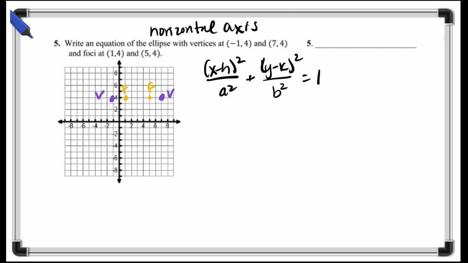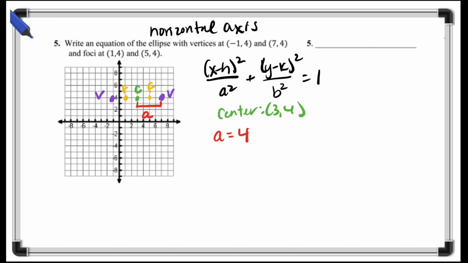So remember that with your center, it's got to be right in the middle of your foci here. So my center is going to be right here. Now my center is at 3, 4. And then from my center, when I look at my A distance, that A distance is from the center to the vertex. So the center to the vertex, that is A. Now your A is 4.